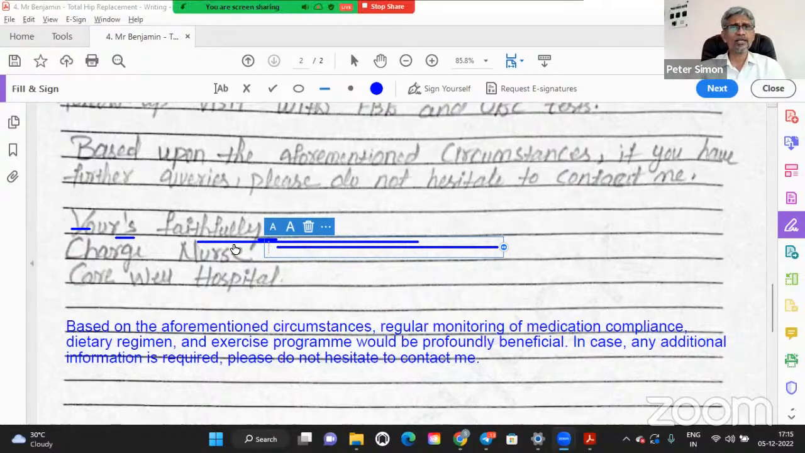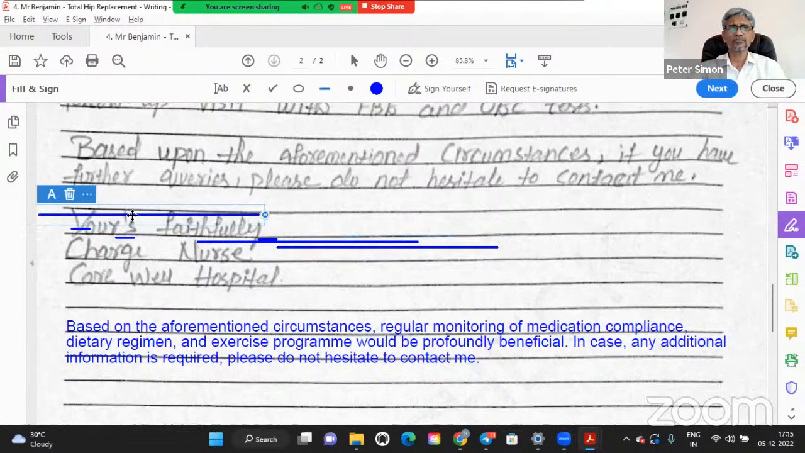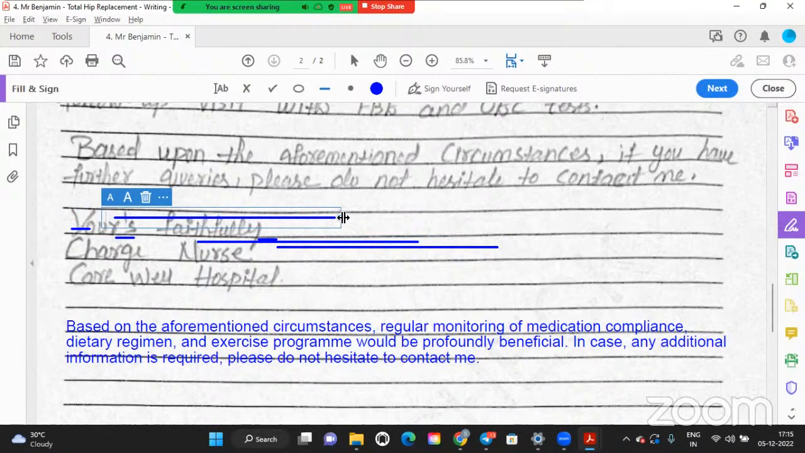Carewell Hospital. I told you 101 times, every letter I tell, leave 2 lines after yours faithfully. Leave your 2 lines after yours faithfully. So this punctuation, this apostrophe, is not needed. Yes, sir. Apostrophe.